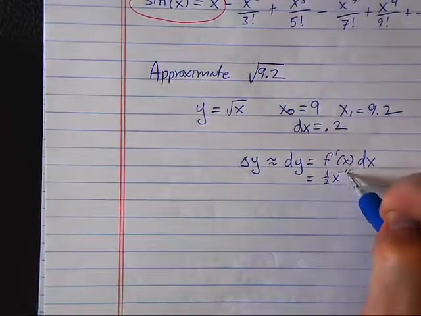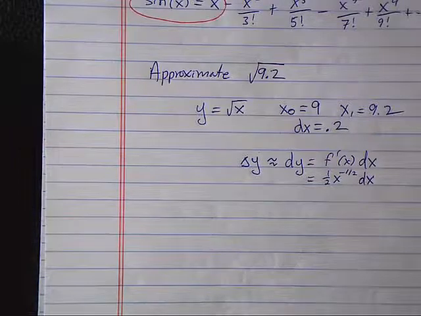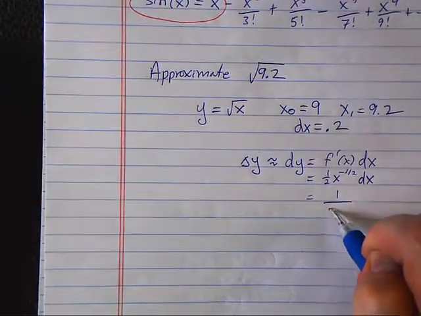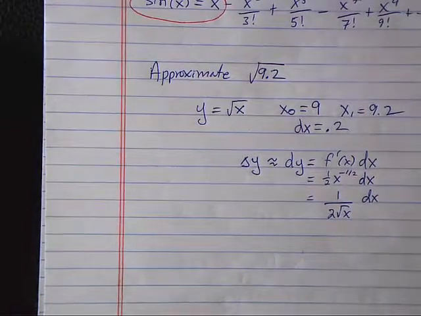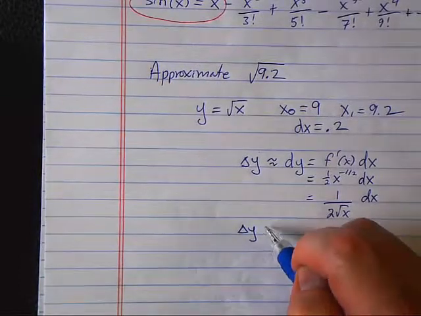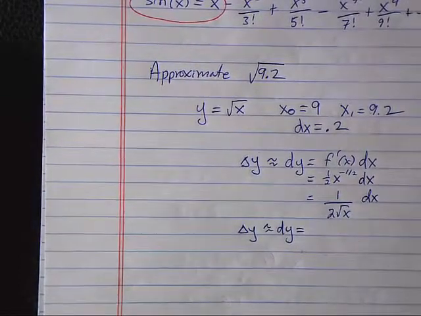1/2 x to the negative 1/2 dx. So it's 1 over 2 square root of x dx. I agree completely that negative 1/2 drops to the bottom, becomes a square root. All right, so the correct change in y is approximately dy, which is, now I plug in my numbers.